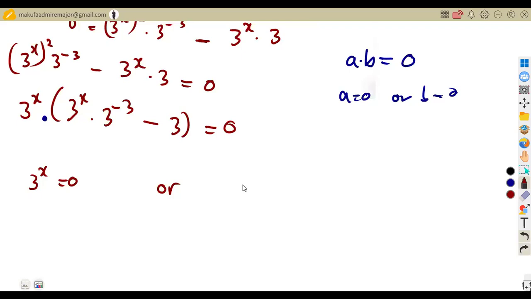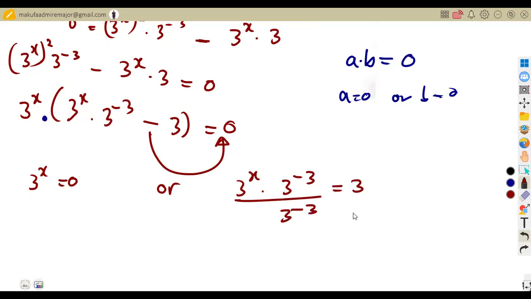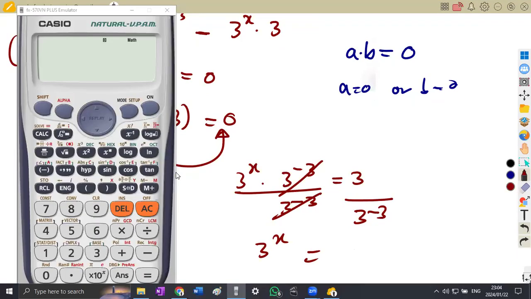So you can even write it as 3 to the exponent of x times 3 to the exponent of minus 3. If it is equal to 0, it means we're going to transpose this to the other side. It becomes a positive. Divide by 3 to the exponent of minus 3. This cancels. When I have 3 to the exponent of x is equal to this as a single term, there we're just going to use a calculator. That's why I said there was no need for us to simplify that 1 over 27. We could have just left it like that.